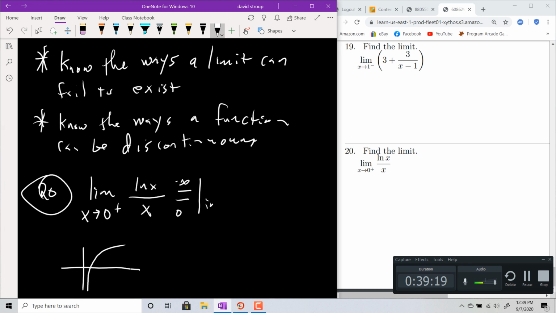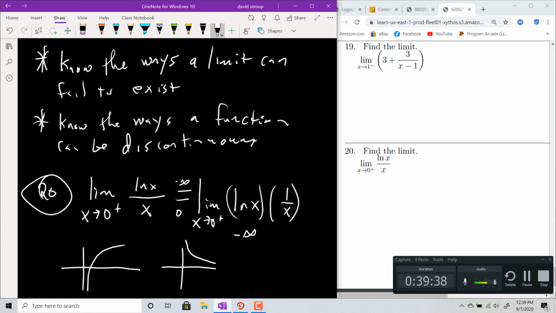If you rewrite it, limit as x goes to 0 from the right, you'll have ln of x times 1 over x. Okay. So as x goes to 0, ln of x is going to negative infinity. As x goes to 0 from the right, 1 over x, which looks like this, is going to positive infinity. And if you remember my video on limits, you'll know a negative infinity times positive infinity is just negative infinity. Okay, right. So hopefully that helps.